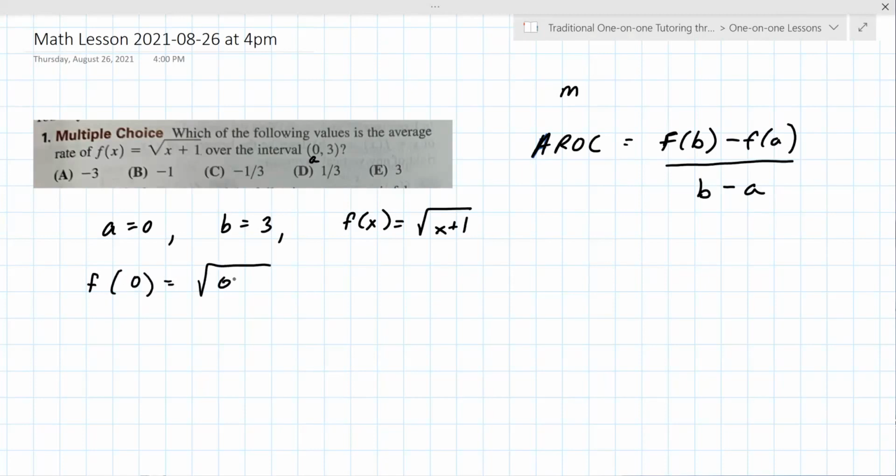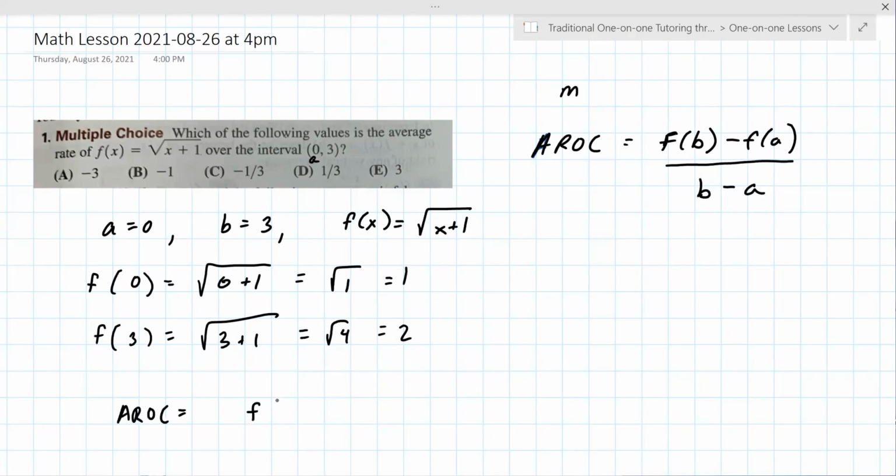That's the square root of 0 plus 1. And then f of 3, which is the square root of 3 plus 1. So this is the square root of 1. This is the square root of 4. So that's 1 and 2. So for your particular problem, the average rate of change is f of 3 minus f of 0 over 3 minus 0.